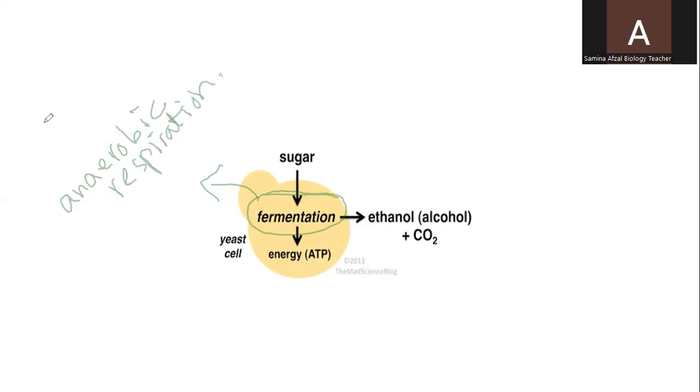So in this equation, you can see that the yeast cell is converting the sugar molecule into ethanol and carbon dioxide. As a result of this conversion, a small amount of energy is produced in the form of ATP. So during the process of fermentation, the yeast cell will convert the sugar into ethanol and carbon dioxide by release of a small amount of energy.